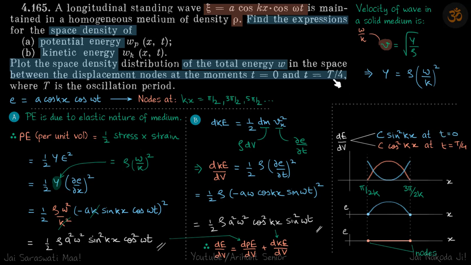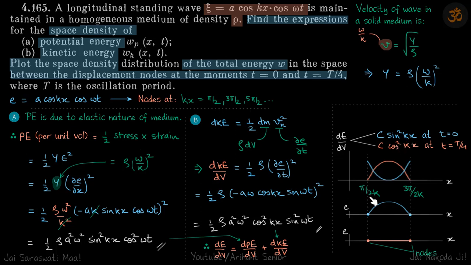At t = T/4, cos ωt will be 0, so this term will be 0 and this term will be 1. So the energy density at time T/4 will be the same constant times cos² kx. Now we can plot that between the nodes. The nodes will be, let's say, at x = π/2k and then x = 3π/2k. So x = π/2k is a node, and x = 3π/2k is also a node. In between them, let's plot these graphs. So sin² kx.